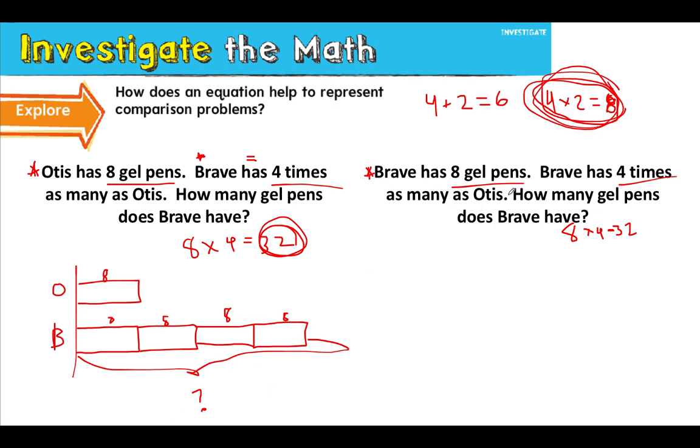In this story, it says Brave has 8 gel pens. So now when I go to draw, Brave has 8. Brave has 4 times as many as Otis. I bet you were thinking it was going to say Otis has 4 times as many as Brave, and you were going to want to go and draw Otis and draw 8 4 times. But this is still the same sentence. Brave has 4 times as many as Otis. That means Brave has the most. Brave's is 4 times Otis's.